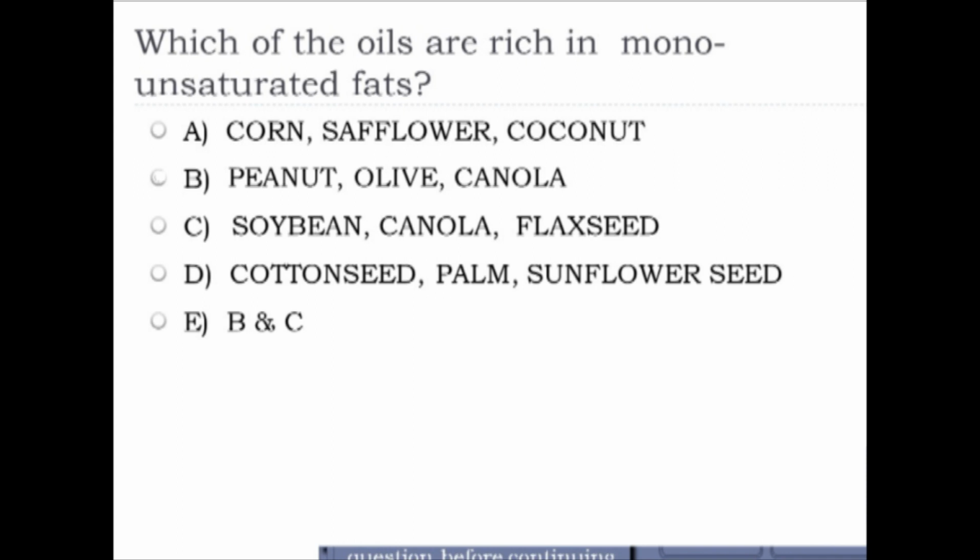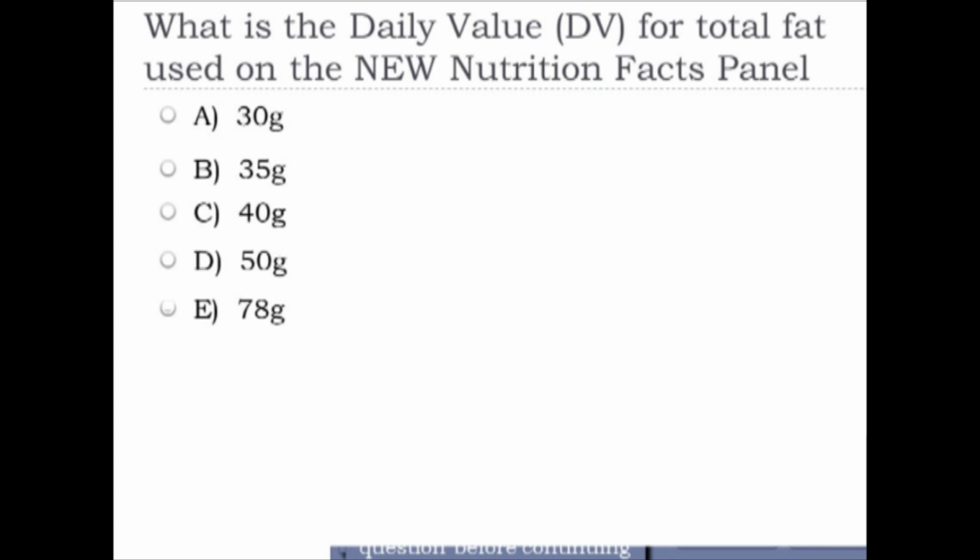Here's another oil question. Which of the oils are rich in monounsaturated fats? The correct answer is B, peanut oil, olive oil, and canola oil. If you're having trouble with this, memorize figure 2.5. You need to know this cold.